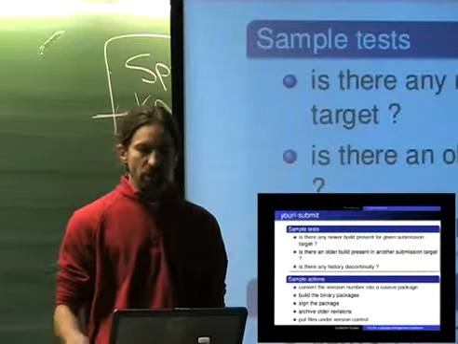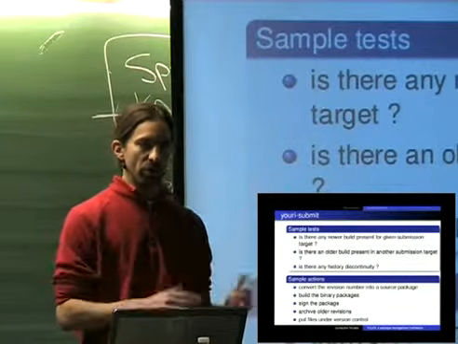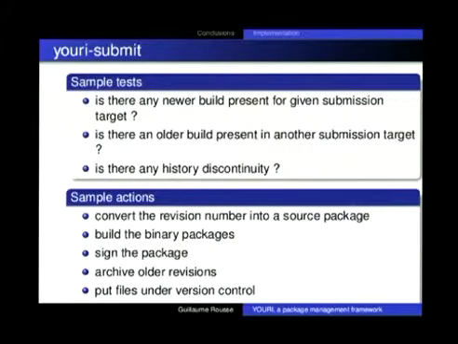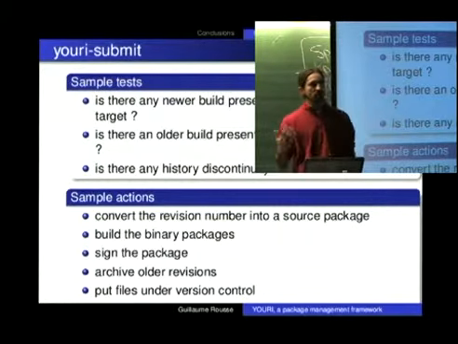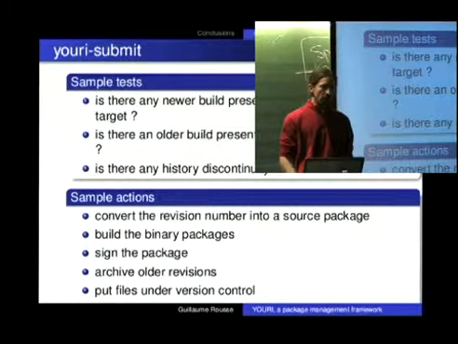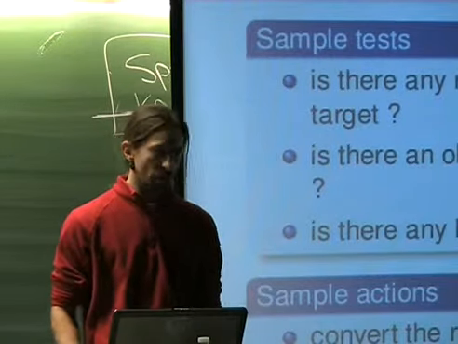And you have actions. For instance, if you give the tool a revision number, you have to extract the components from the versioning system. You have to build a binary package, if you don't give the tool one already built. You have to sign the package if you're cautious. You may eventually archive when you submit a new version of a package. For safety reasons, you may prefer to keep all versions aside. You may also put files under version control after submission. It all depends on your build system. So this tool is just a way to run tests and run actions. And actions and tests have to be coded by project admins.